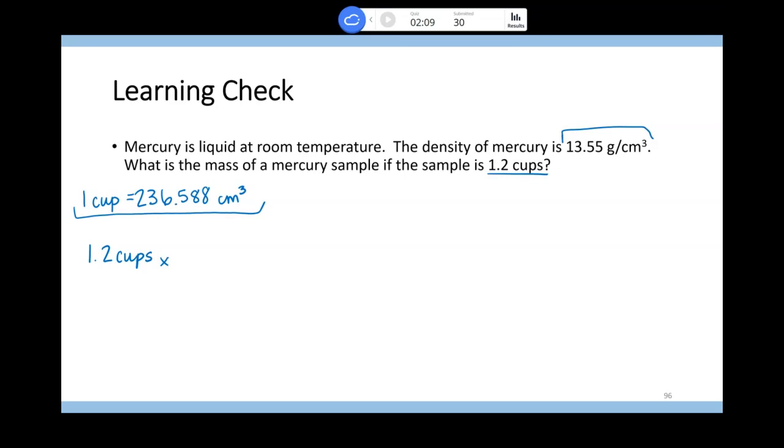So we can use 1 cup is equal to 236.588 centimeters cubed. And this way we can cancel out the unit of cup. So we have a certain amount of centimeters cubed, the same volume as 1.2 cups, just in a different unit. And now to get to mass, we can use the density. So 13.55 grams of mercury are in every 1 cubic centimeter. So if we have 236.588 cubic centimeters, then how many grams is that?